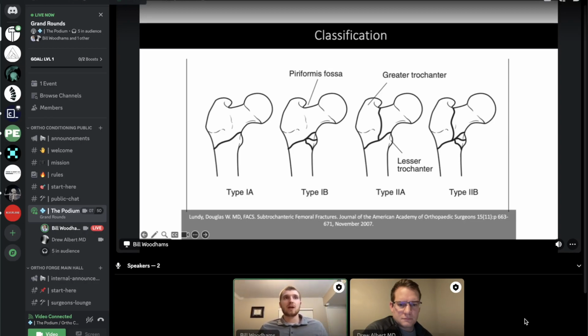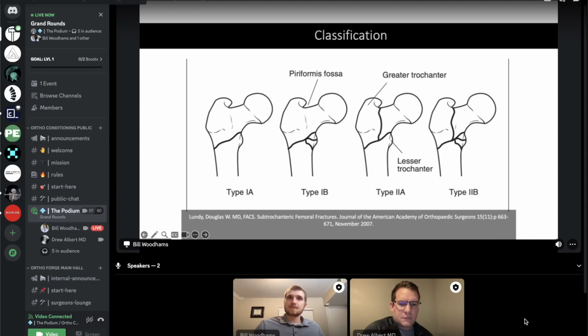So on the left, you have that type 1A, so you don't have any comminution, you're not getting into the piriformis fossa. And then type 1B, you're getting the comminution in the lesser trochanter. Type 2A, it's getting up into the piriformis fossa. And then the type 2B, it's fracturing all up into the piriformis fossa and comminuting down at the lesser trochanter.